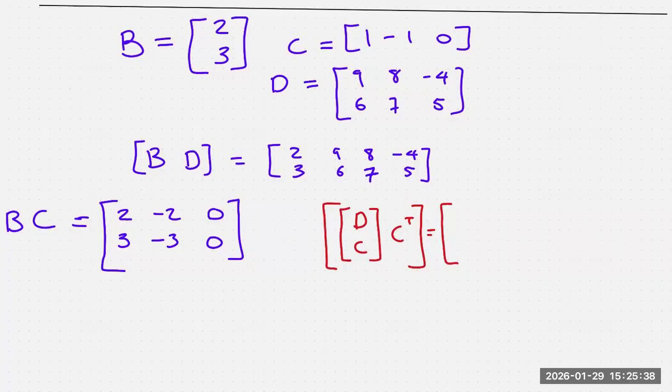Okay, so you're going to have 9, 8, -4. Oopsie, sorry. Let me come back to that. So 9, 8, -4, and then underneath that you have 6, 7, 5, and underneath that you have 1, -1, 0. So C transpose is not like 1, -1, 0 in a row, but in column format. Right. So you're telling me the 1 beside the -4? Yeah, that's what I was talking about. No problem. 1, -1, 0, yeah. Correct.